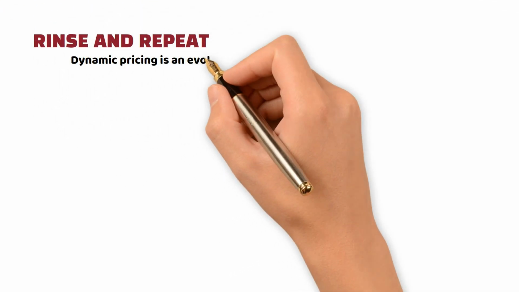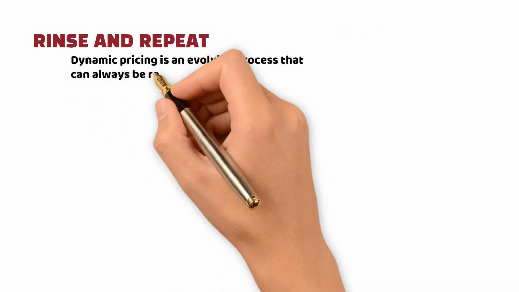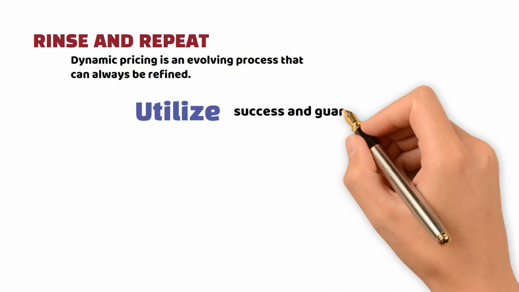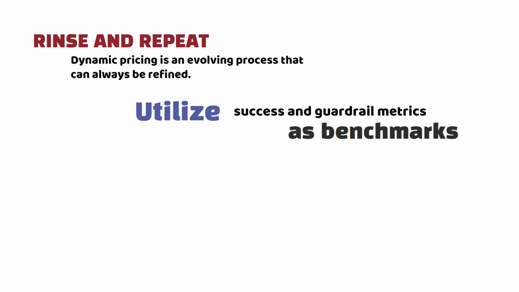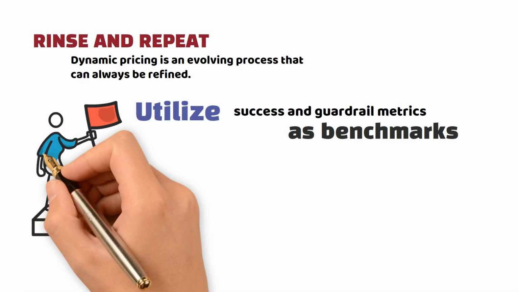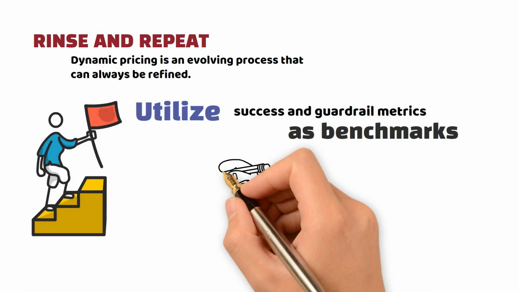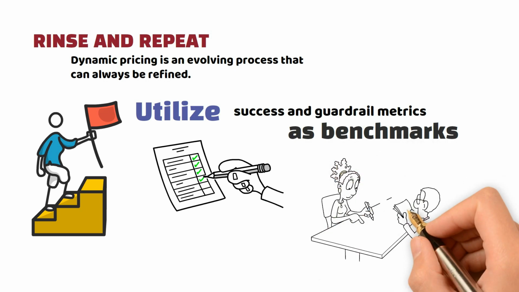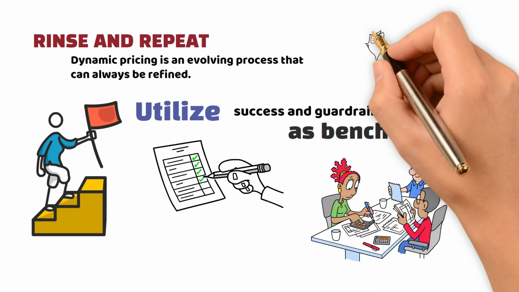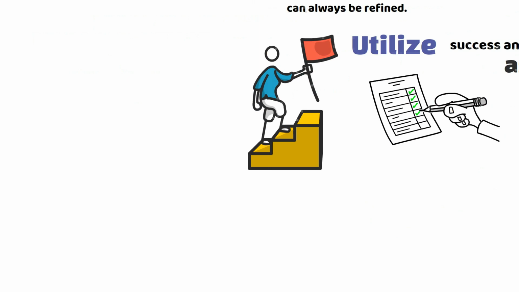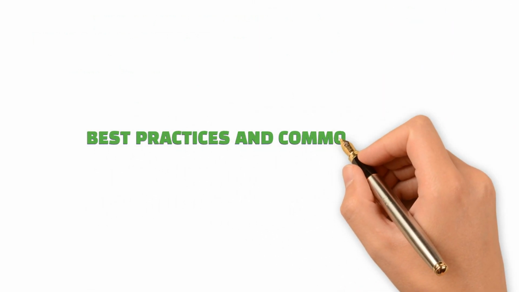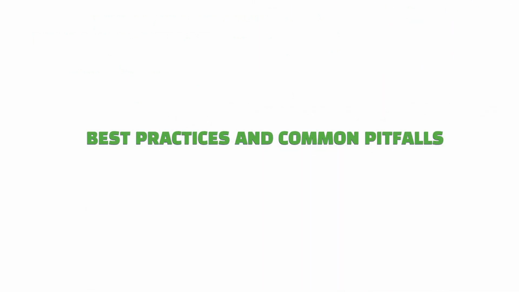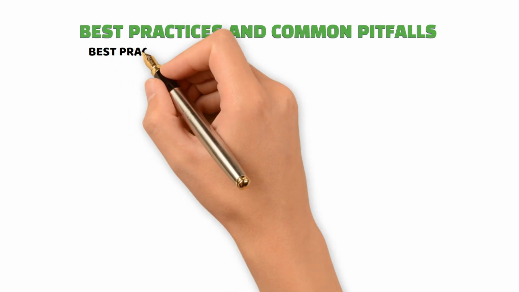Number 7. Rinse and repeat. Dynamic pricing is an evolving process that can always be refined. Utilize success and guardrail metrics as benchmarks, enabling you to establish more ambitious goals, fine-tune rules or machine learning algorithms, and enhance the overall performance of the dynamic pricing model. Now, let's explore the best practices and common pitfalls associated with implementing the 7 steps outlined above.